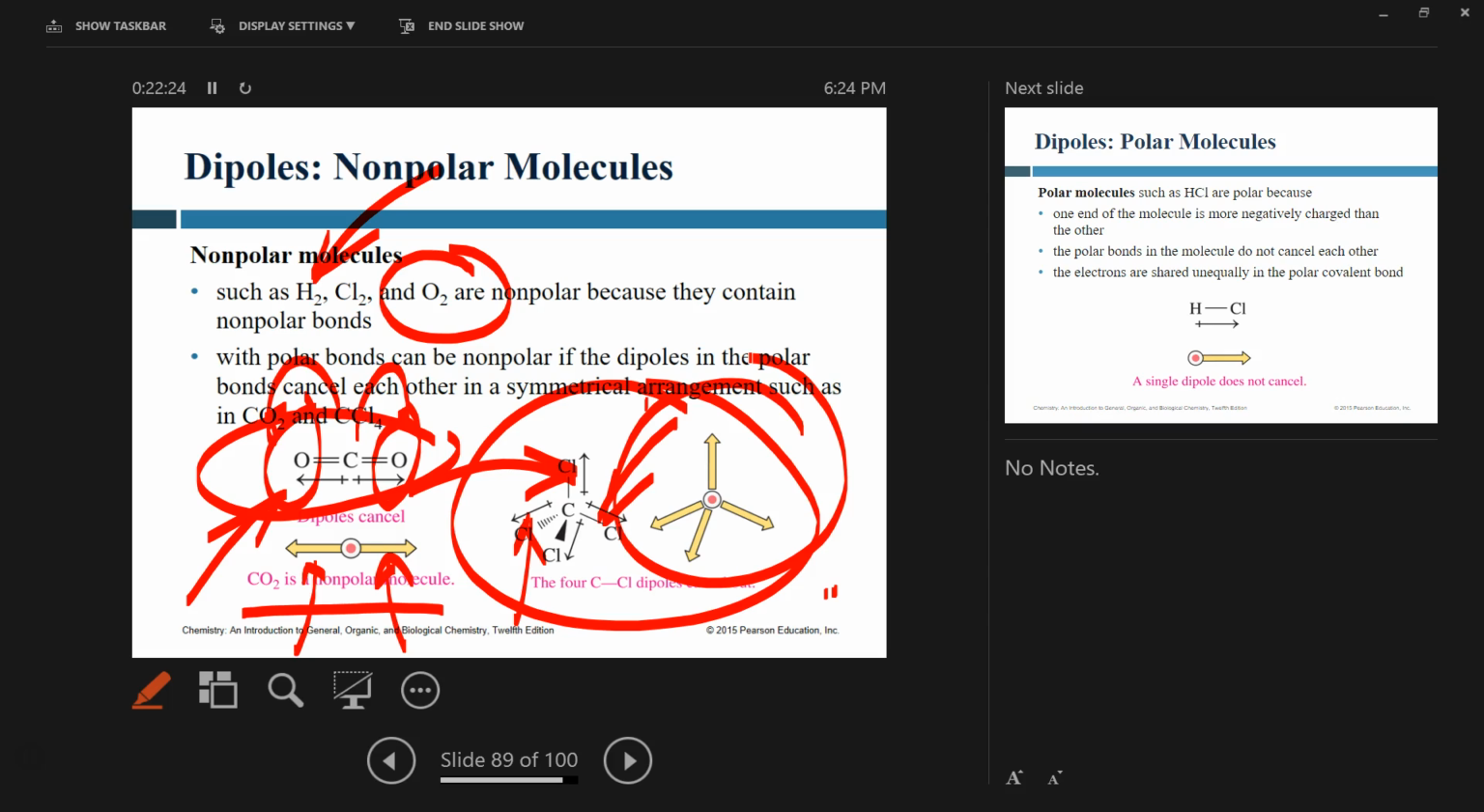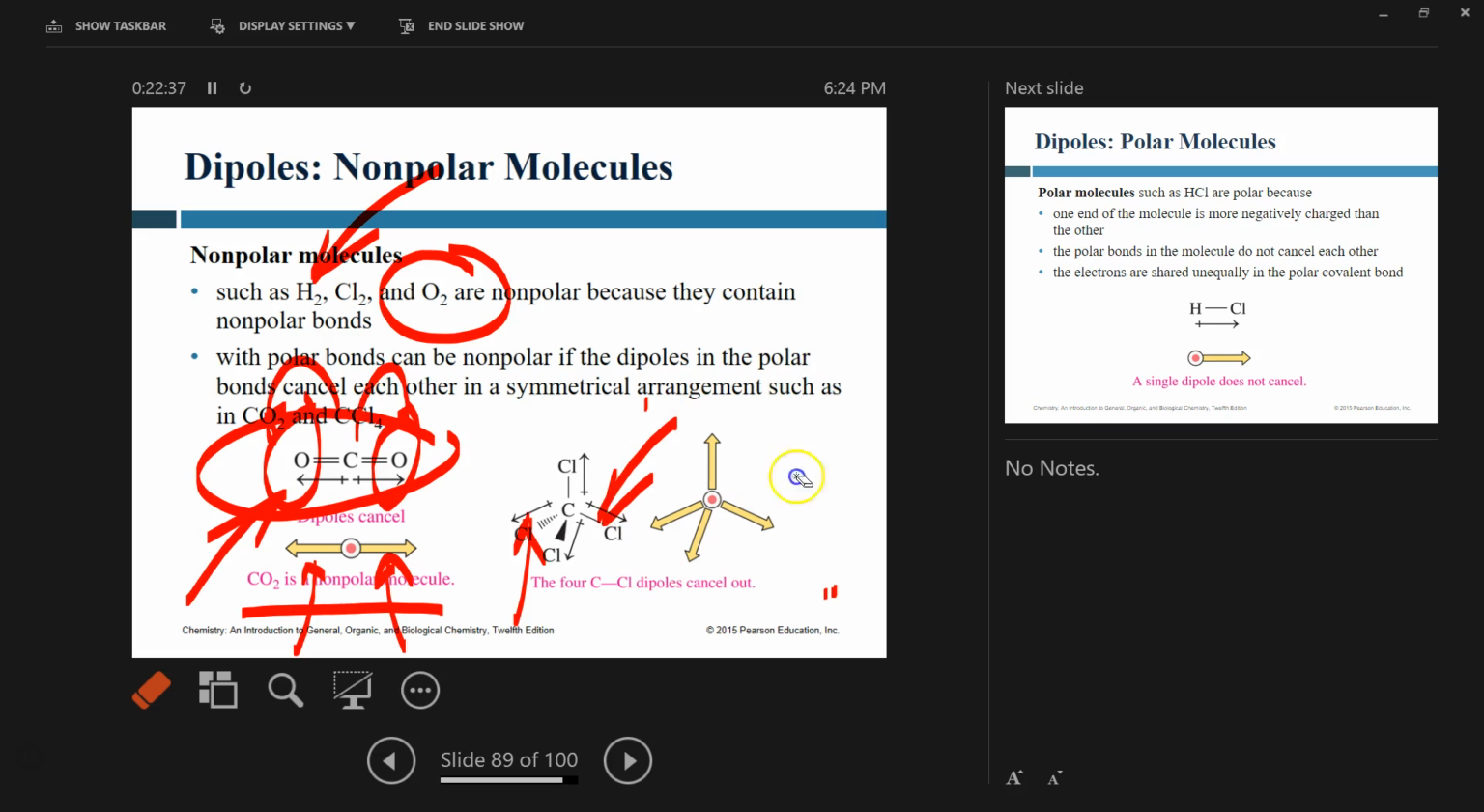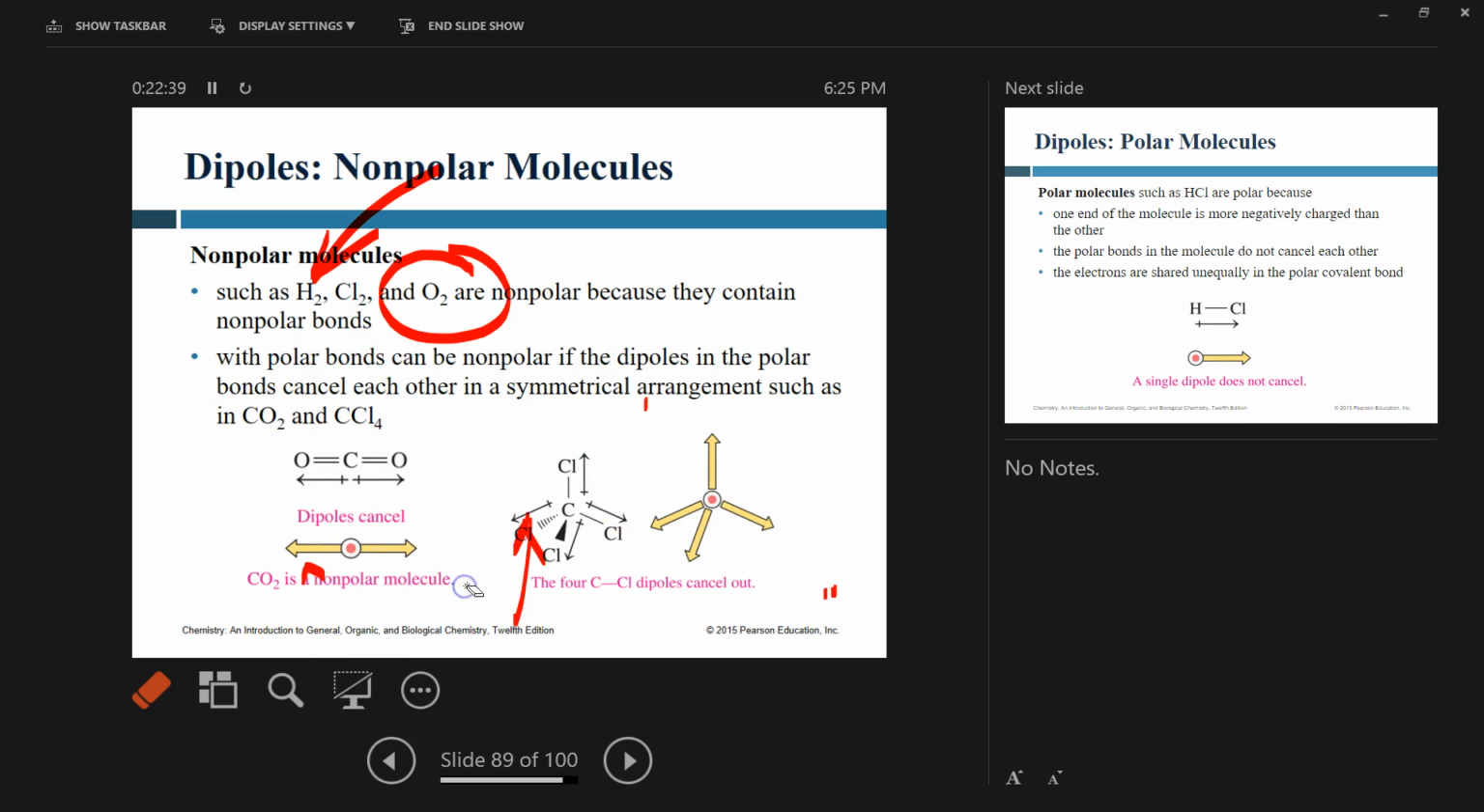Does that make sense? Generally speaking, if the polar bonds are arranged in a symmetrical fashion, dipoles will cancel each other out. Does that make sense? Do you understand what I just said?